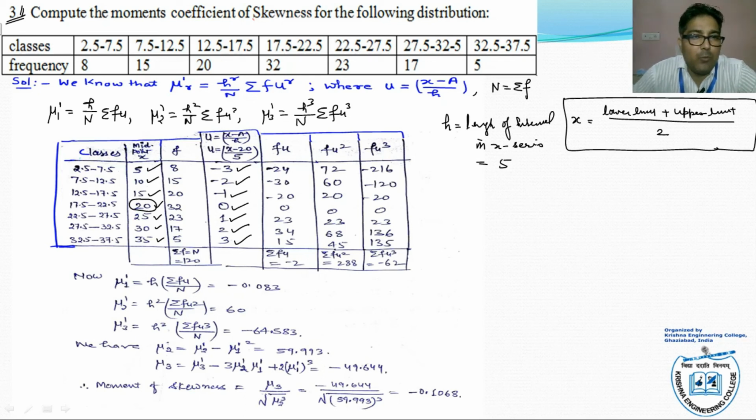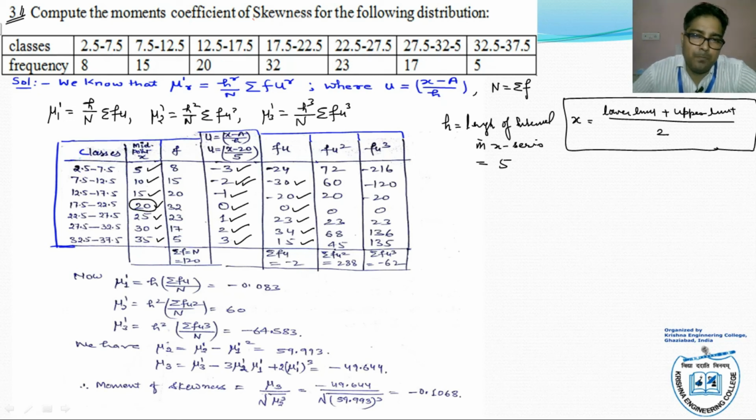Now find the fu. fu means the product of f into u. Clear? The product of 8 into minus 3 becomes minus 24. The product of 15 into minus 2 becomes minus 30. The product of 20 into minus 1 becomes minus 20. The product of 32 into 0 becomes 0. The product of 23 into 1 becomes 23. The product of 17 into 2 becomes 34. The product of 5 into 3 becomes 15. Now find the summation sigma fu with the help of the calculation, which becomes minus 2.